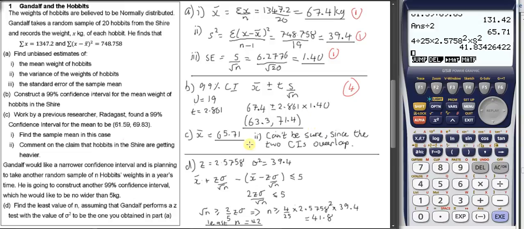Part C, we get 1 mark for the sample mean and 2 marks for this part, 1 for the can't be sure and 1 for the reason. And then this last bit, although it's quite tricky, there are actually only 3 marks available for this. We're getting 1 mark for setting up this equation here, 1 mark for simplifying it to this calculation, and then 1 mark for stating the answer that the least value is 42. So that's question 1 done, and we're ready for question 2 now.